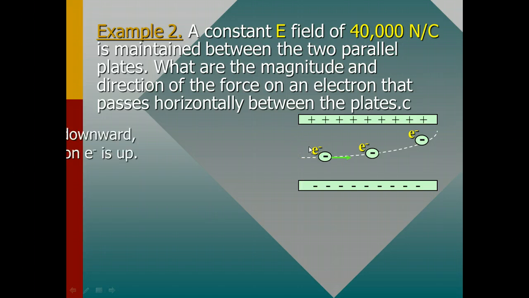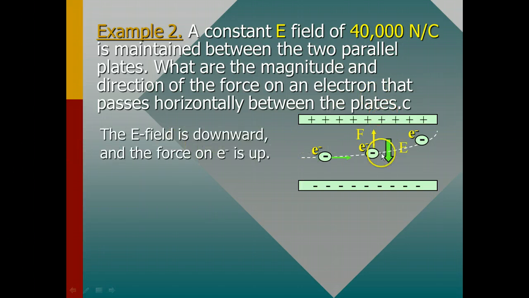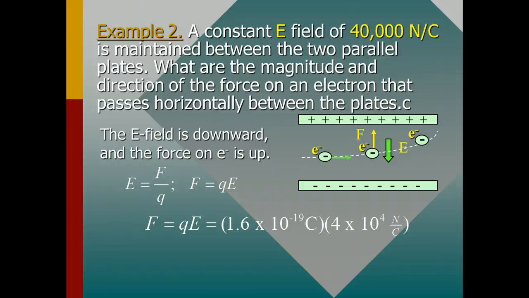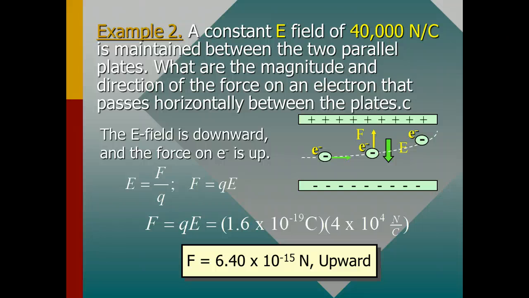And welcome back. So remember, our electric field is downward because it's going to point away from positives and toward negatives. So our electric field is force per charge, so our force is charge times electric field. So if we know that our charge is the charge of an electron, 1.6 times 10 to the -19th coulombs, and 4 times 10 to the 4th is our electric field, we know that our force is 6.4 times 10 to the -15th newtons upwards.